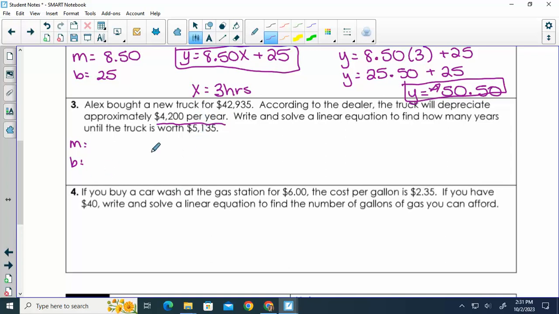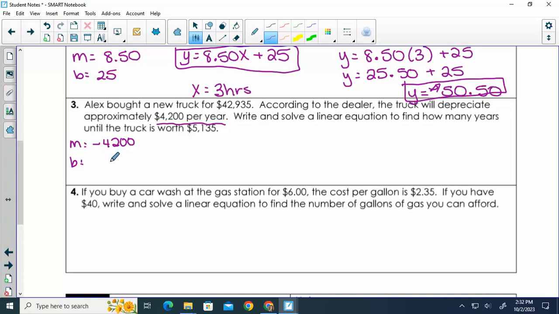So Alex bought a new truck for $42,935. According to the dealer, the truck will depreciate approximately $4,200 per year. Write and solve a linear equation to find how many years until the truck is worth $5,135. So what's happening to the value of the truck? It's going down. So what should be true about my slope? It's a negative 4,200. We hadn't done a negative one yet, but it's because it's depreciating. It is losing value as time goes on. That's why our slope would be negative.